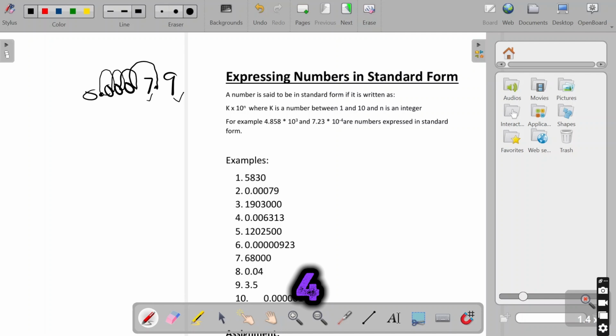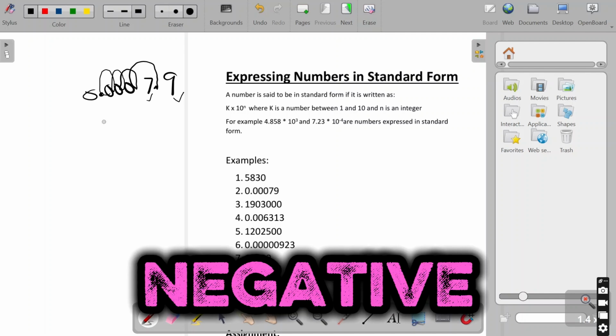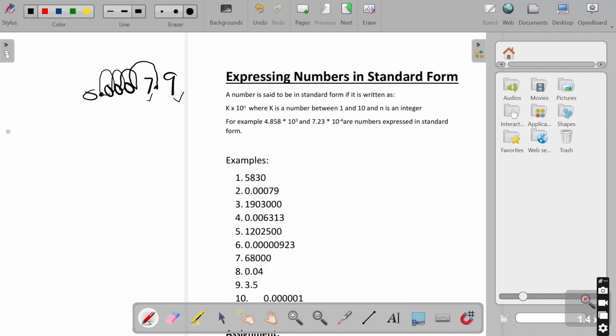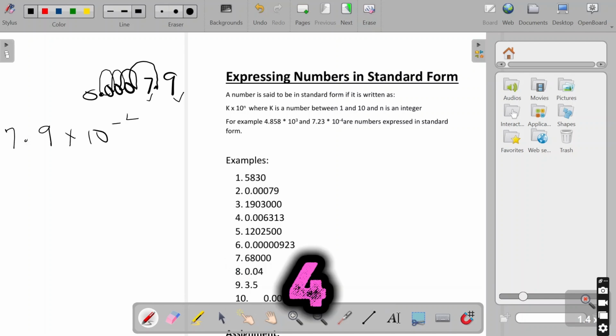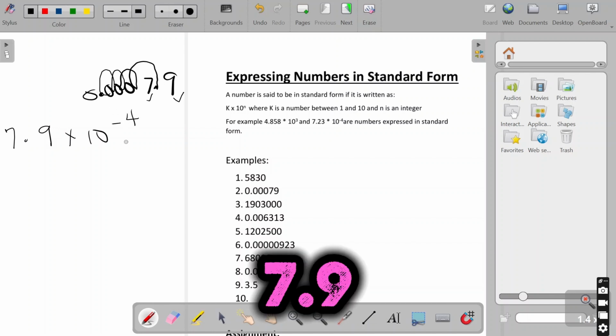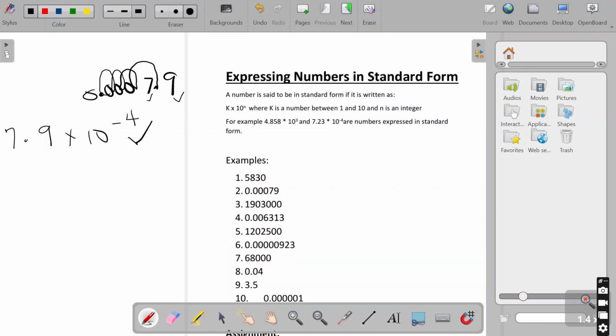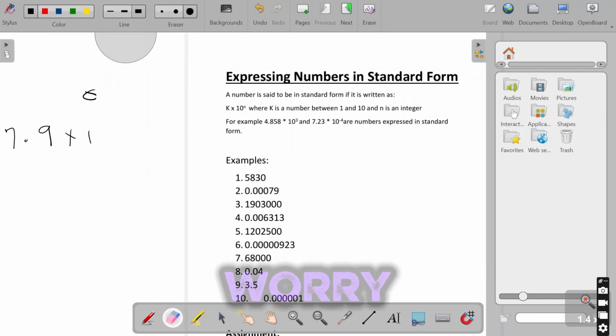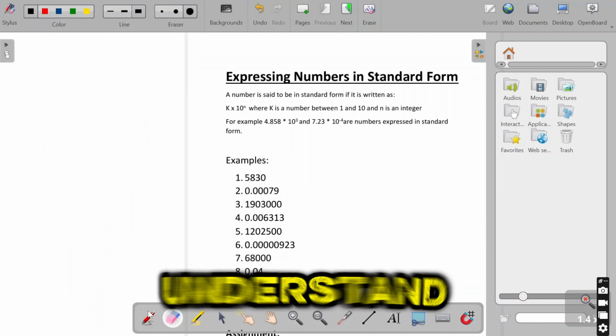This is 4. I'm moving to the right, and once I'm moving to the right, it will be negative. So this will be 7.9 times 10 raised to power minus 4, because I moved 4 times. If I were to move to the left, it will be positive. Moving towards the right, it will be negative. So that's the answer: 7.9 times 10 raised to power minus 4. Don't worry, we'll solve as many questions so that you understand.